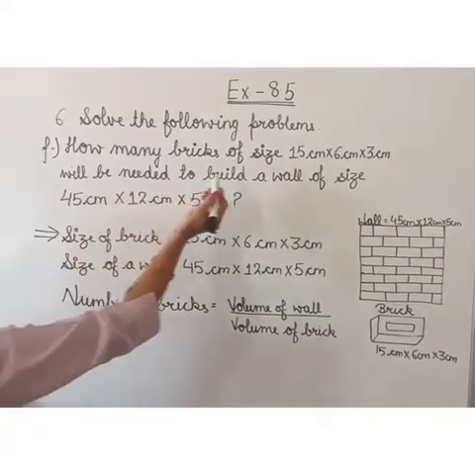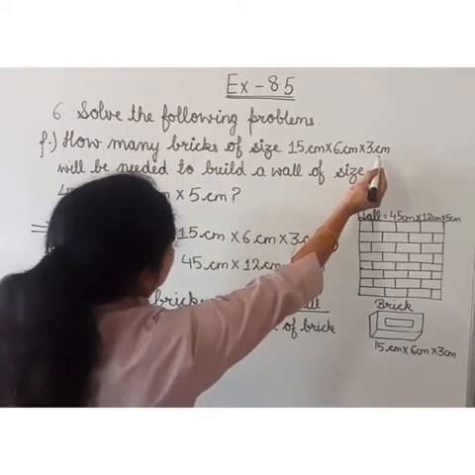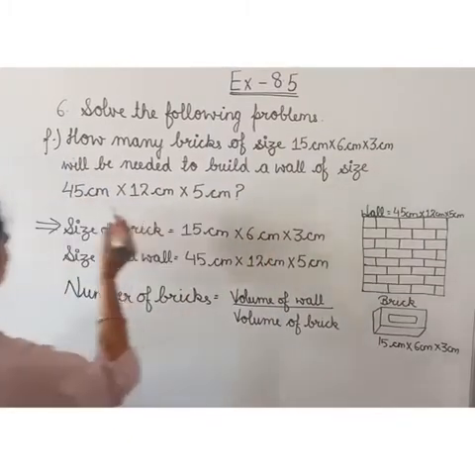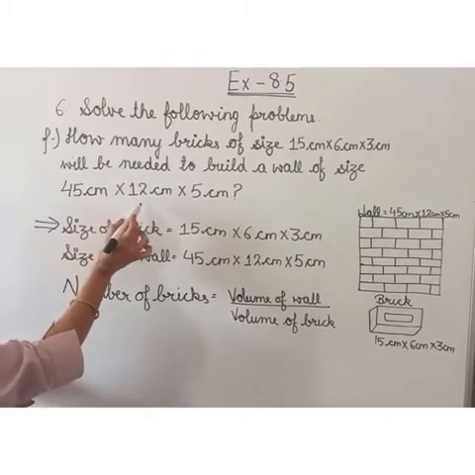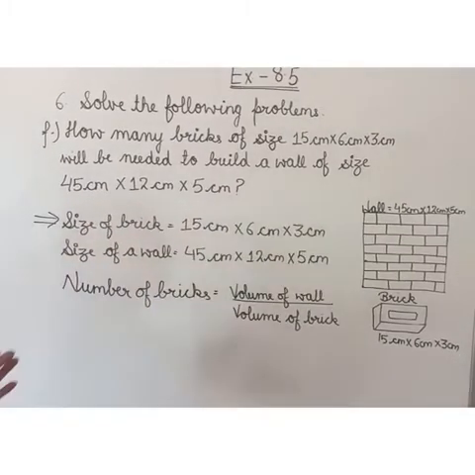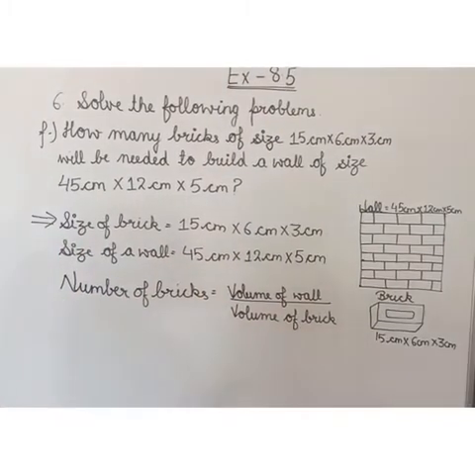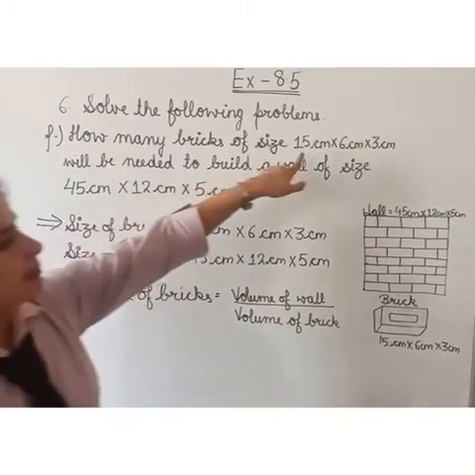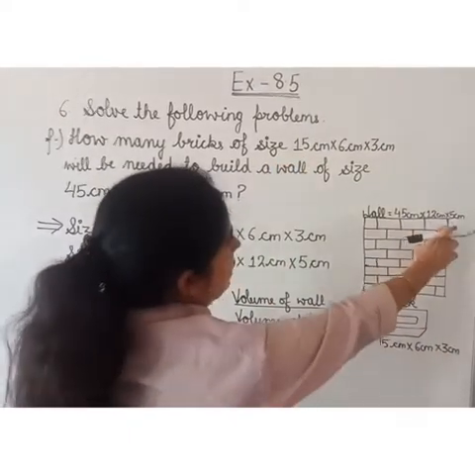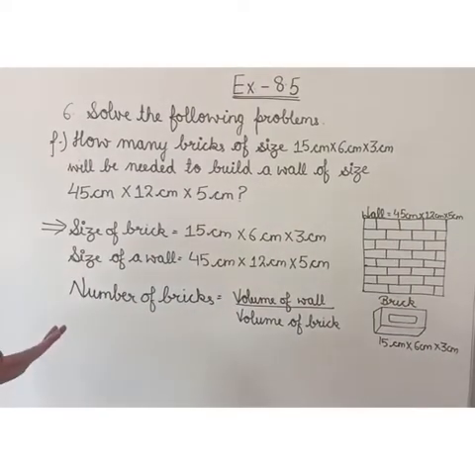How many bricks of size 15 centimeter multiply 6 centimeter multiply 3 centimeter will be needed to build a wall of size 45 centimeter multiply 12 centimeter multiply 5 centimeter. Here the measurement of a wall and a brick is given. Both are in the shape of a cuboid. These are the measurements of brick. This is the length, breadth and height. And these are the measurements of wall. We have to find the number of bricks.